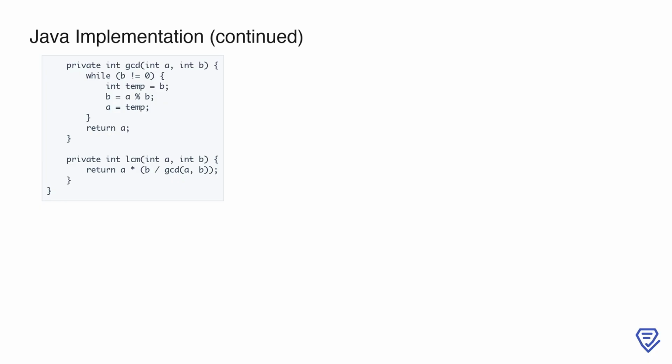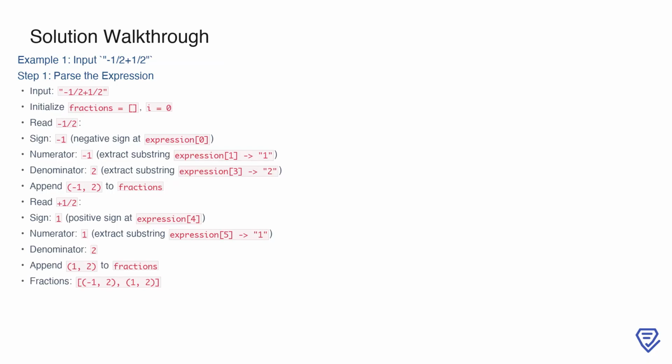Here, we're working with the input string -1/2 + 1/2. The first step is to parse the expression into individual fractions. We start with an empty list called fractions and initialize the index i to 0. The first fraction, -1/2, is parsed by identifying the negative sign at the beginning, extracting the numerator as -1 and the denominator as 2. This gives us the fraction -1, 2, which we append to the list.